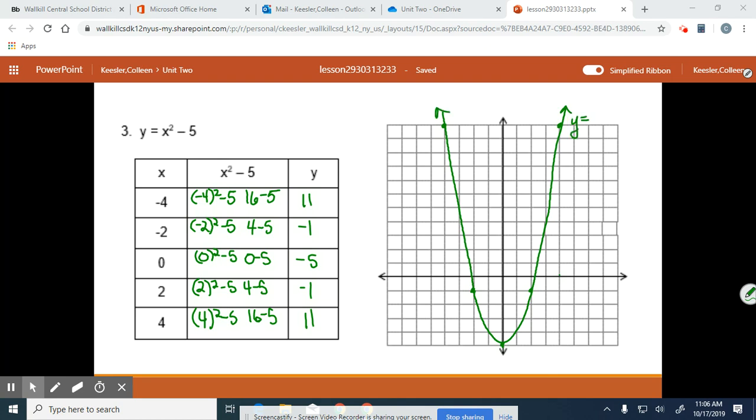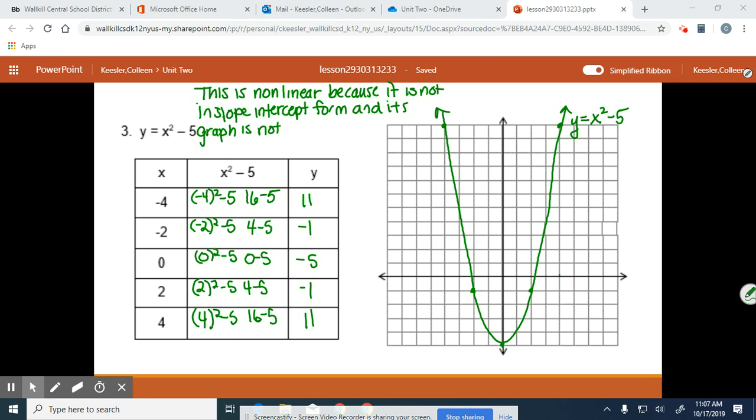Make sure you also always label the line. I don't think I did that in the last, so make sure you do. So again, we're going to write this is nonlinear because it is not in slope-intercept form, and its graph is not straight. So in this case, the thing that's making it not be in slope-intercept form is the exponent. Any equation with an exponent in it is going to be nonlinear.